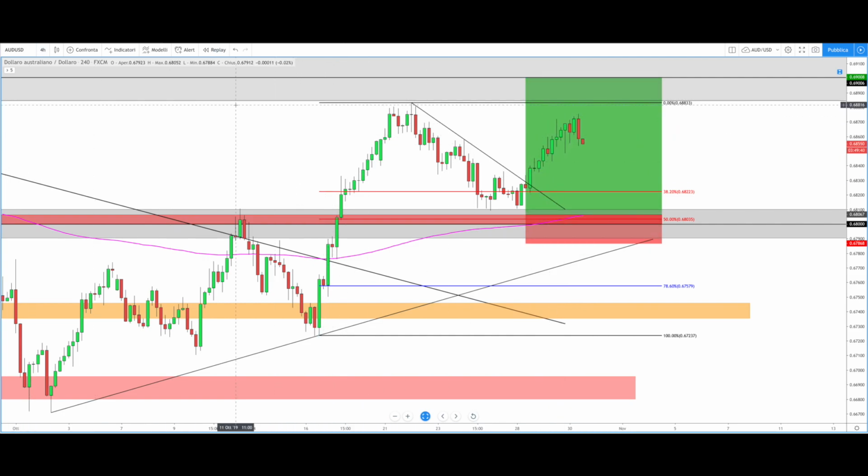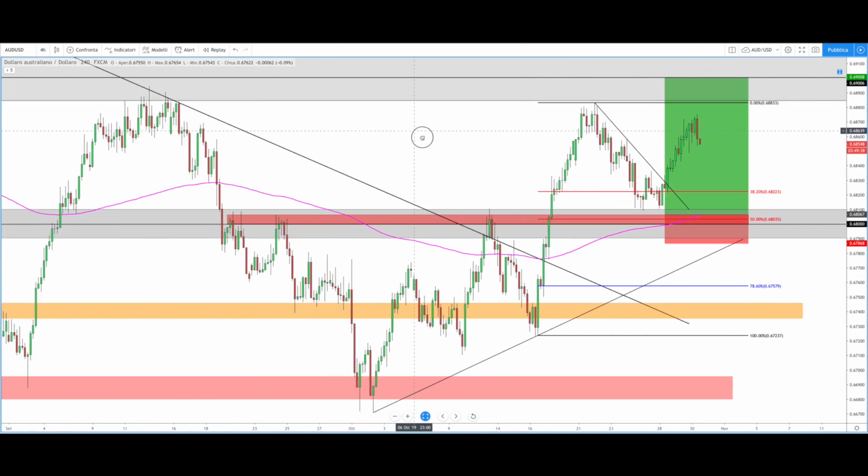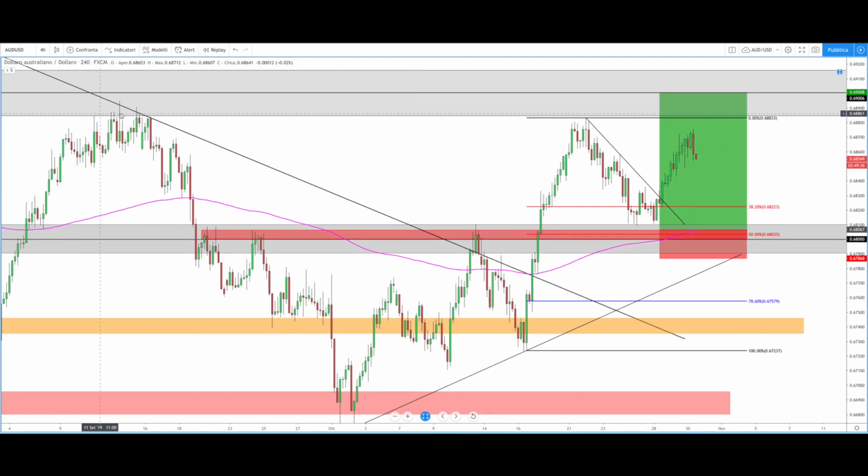but we can see also that the price has already failed many times in the last month to pass this key level 0.69. We can see a first reaction here, a second failed attempt to break this key level, and this could possibly be the third failed attempt to reach 0.69.